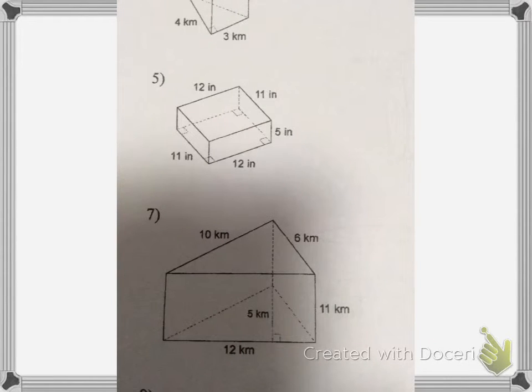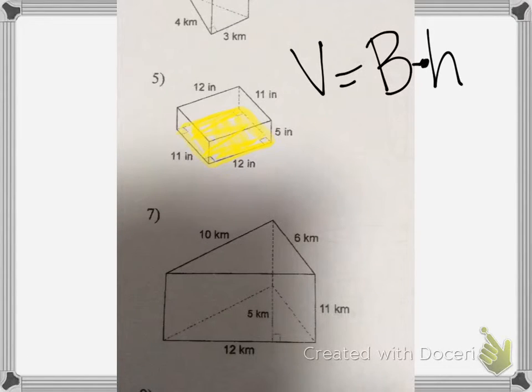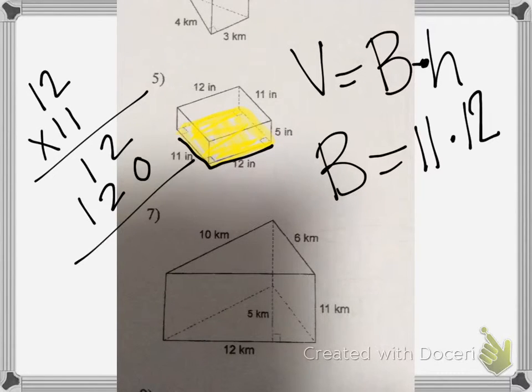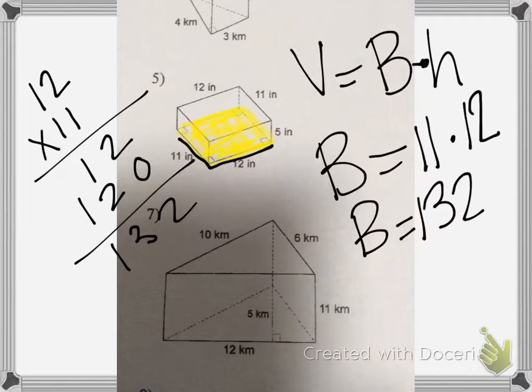Okay, here's number 5. It's a rectangular prism. I'm going to highlight the base down here that has dimensions 11 by 12, so that's my base down at the bottom. Volume is area of the base times the height. Multiplication. So the area of the base is just the 11 times 12. Okay, so 11 times 12, you can go off to the side. That's 132. So area of the base is 132.